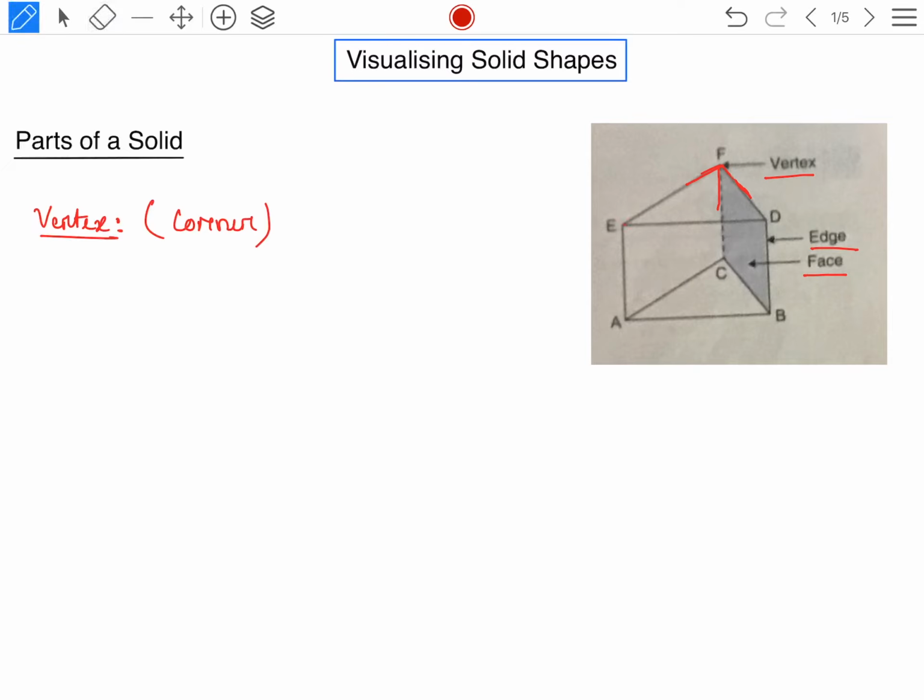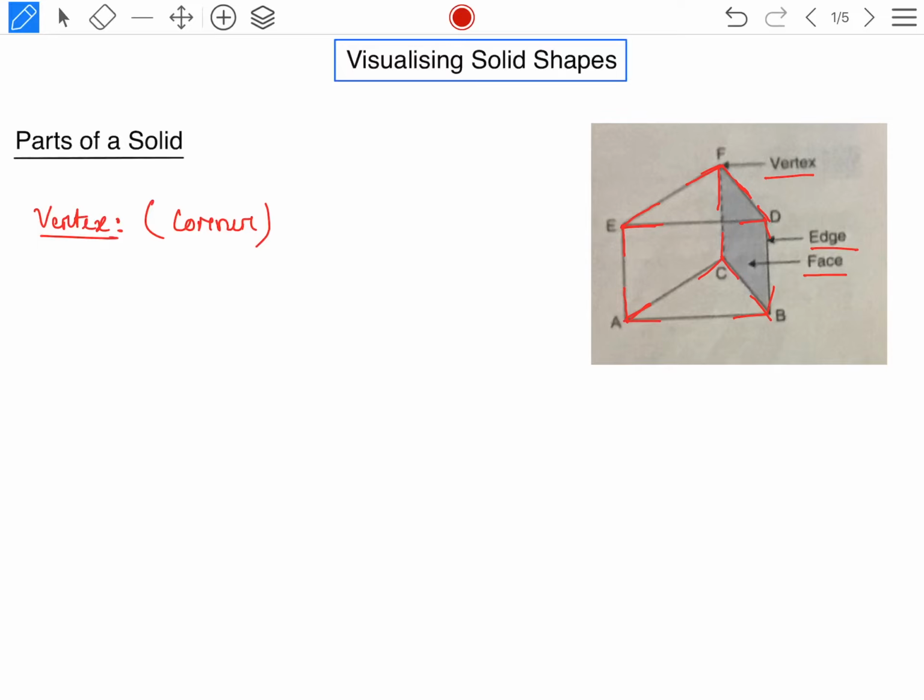This point E, suppose this is one face, this is another face and this is another face. These three faces are meeting at point E. This is also a vertex. Then this is also a vertex, this point is also a vertex, this is also a vertex and this is also a vertex. So how many vertices we have got? 1 2 3 4 5 6. So in this shape you have 6 vertices.